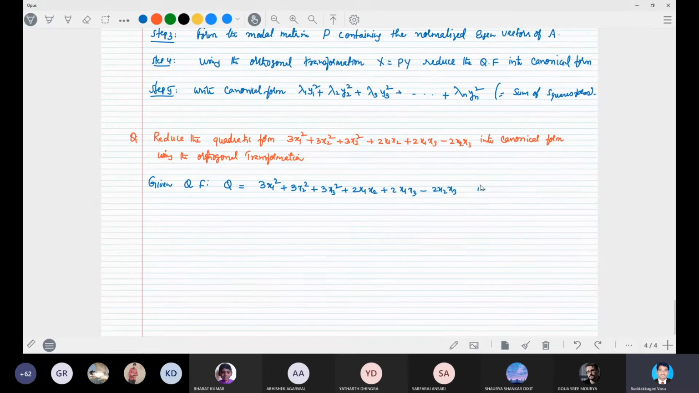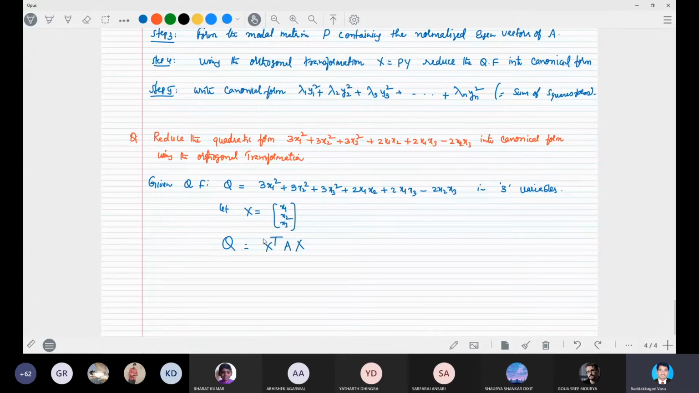How many variables are there? 3 variables, which are x1, x2, x3. So let x be equal to x1, x2, x3. Given Q is equal to x transpose A x.